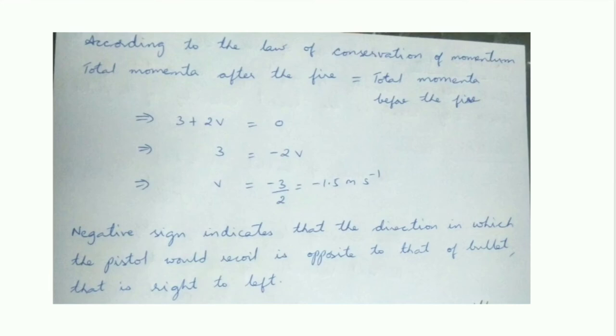According to the law of conservation of momentum, total momenta after the firing equals the total momenta before the firing. This implies 3 plus 2v equal to 0. That means 3 equal to minus 2v. This implies v equal to minus 3 by 2, that equals minus 1.5 meters per second. Here, the negative sign indicates that the direction in which the pistol would recoil is opposite to that of bullet, that is, from right to the left.